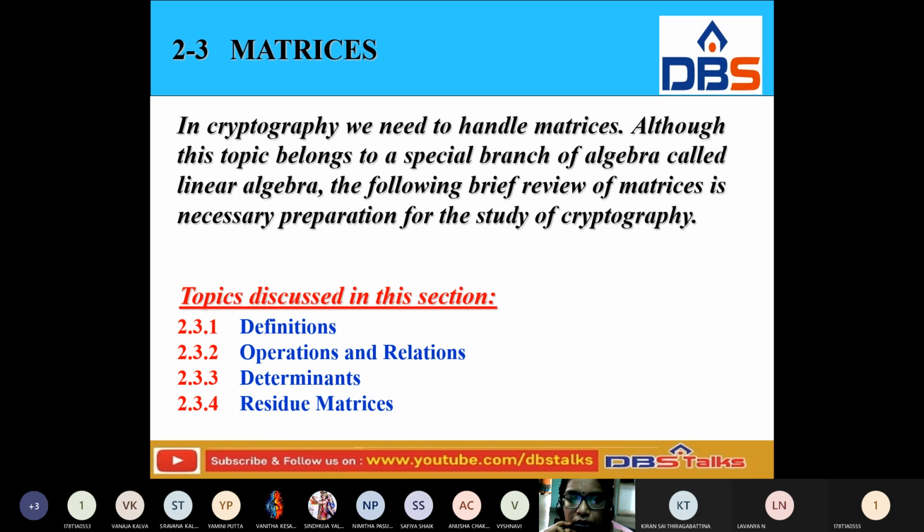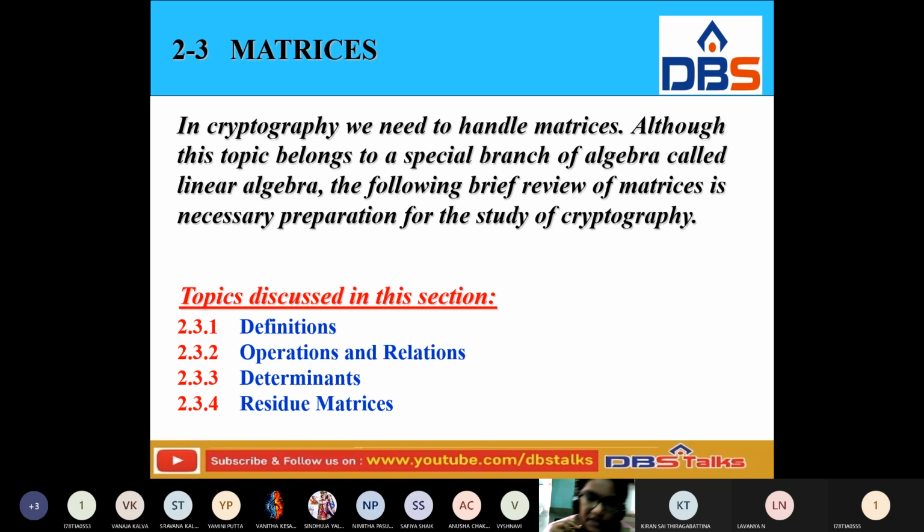This is the introduction to matrices. In cryptography, if you want to handle the topic called matrix, although this topic belongs to a special branch of algebra called linear algebra, the following are brief reviews of matrices, and it is necessary for the preparation and for the study of cryptography.